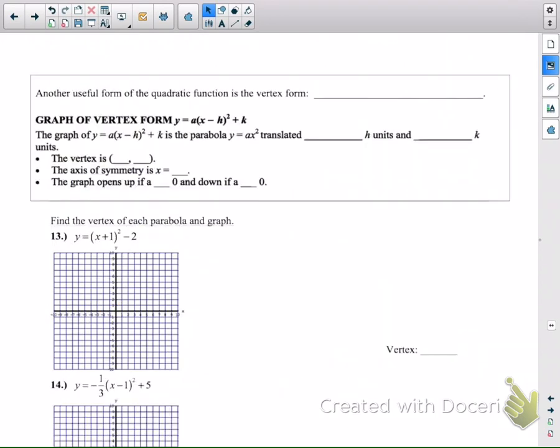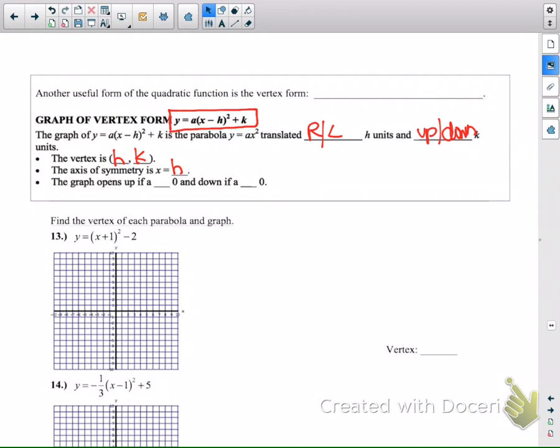All right, vertex form, you've probably seen before. Looks like this. Okay. It's translated right or left, H units, and up or down, K units, which basically means the vertex is H and K. You just pull it directly out of the formula. The axis of symmetry always runs directly through the vertex, so it will be the same as whatever that H value is.